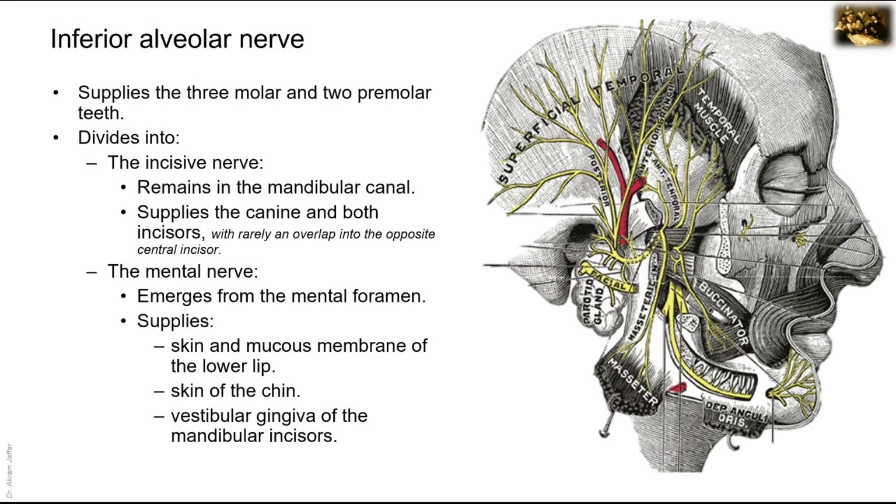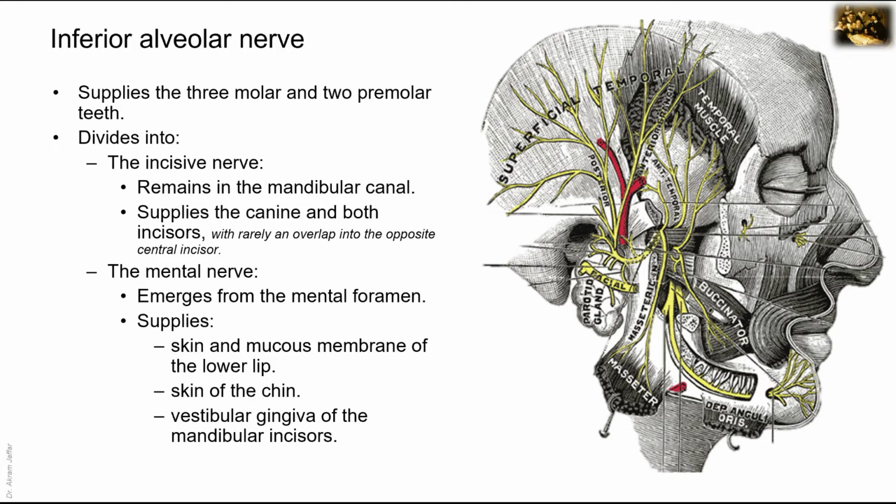Now, as the inferior alveolar nerve passes through the mandibular canal, it supplies the three molar teeth and the two premolar teeth, and then as it reaches the region of the mental foramen, it divides into an incisive nerve, not shown here, which supplies the canine and both incisors, and rarely it overlaps into the central incisor of the other side.